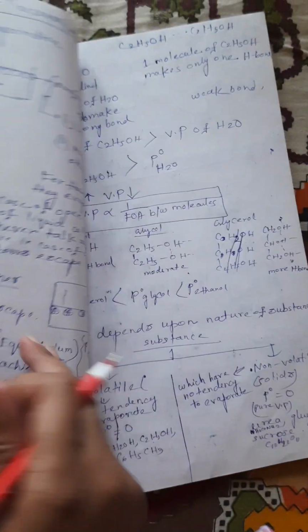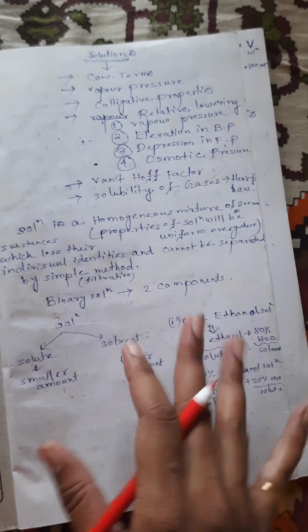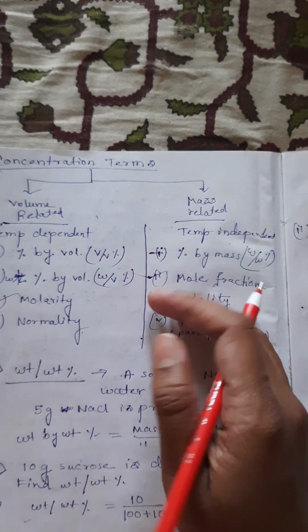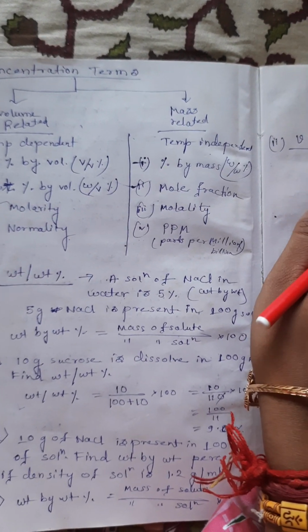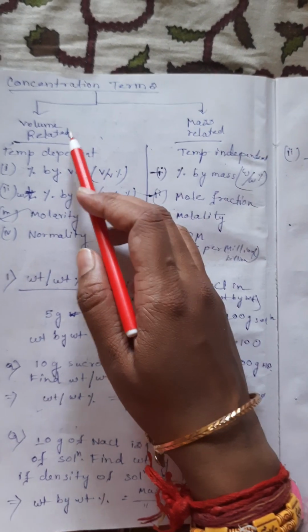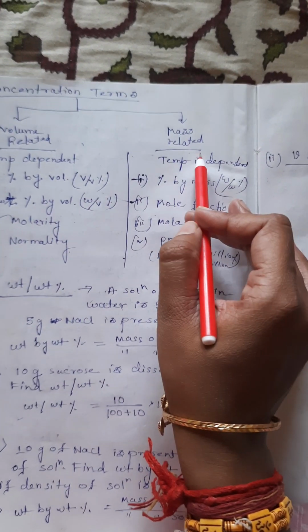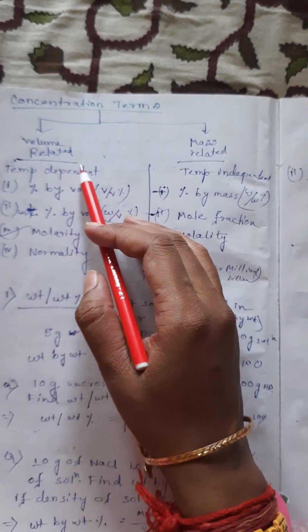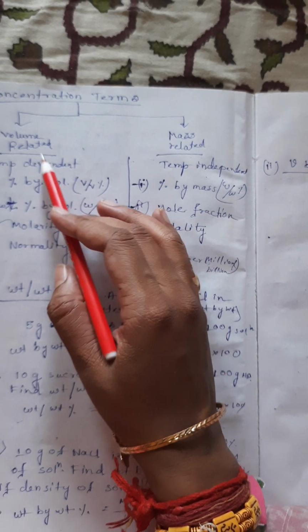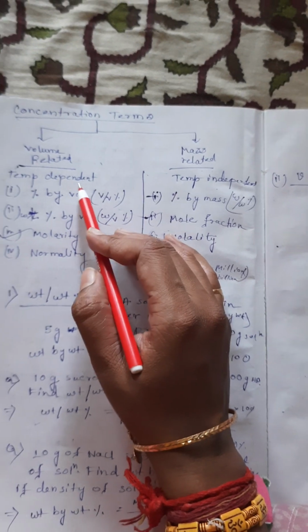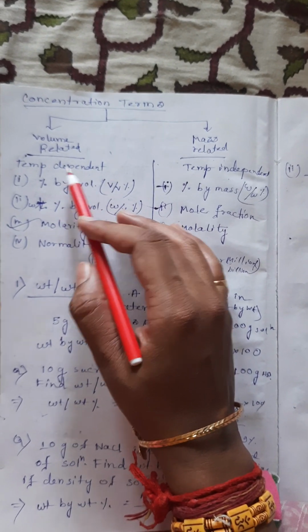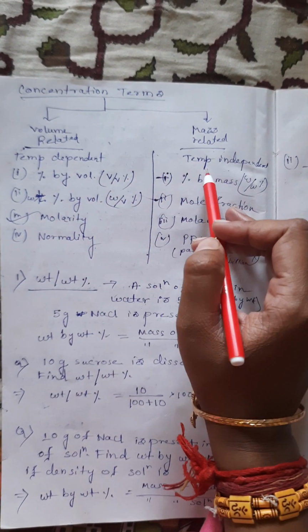Is this clear? Okay, now the second topic. This is all about the introduction, which has already been given. Now the second one is concentration terms. Okay, concentration terms are related to two types of topics. First one is volume related and second one is mass related. See, volume related means what? We all know volume is temperature dependent. Volume is always temperature dependent, and mass related means what?